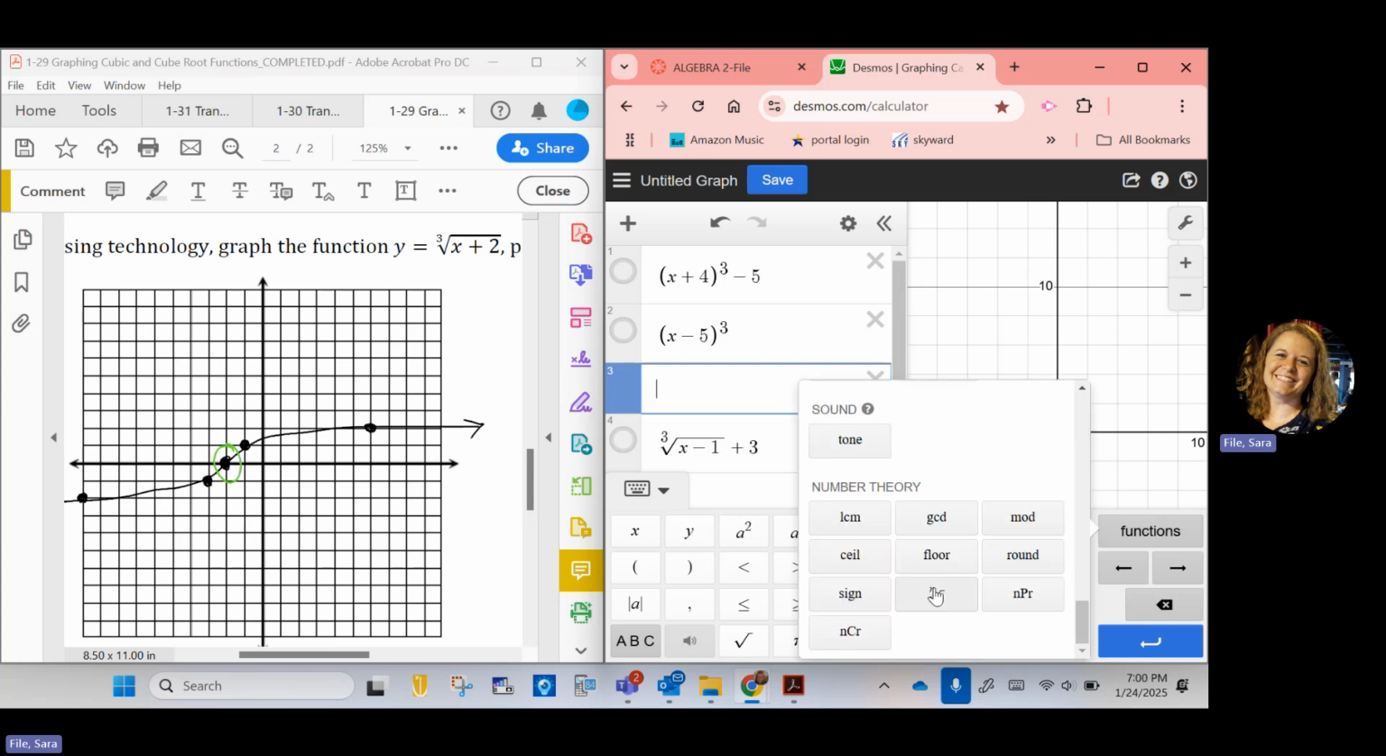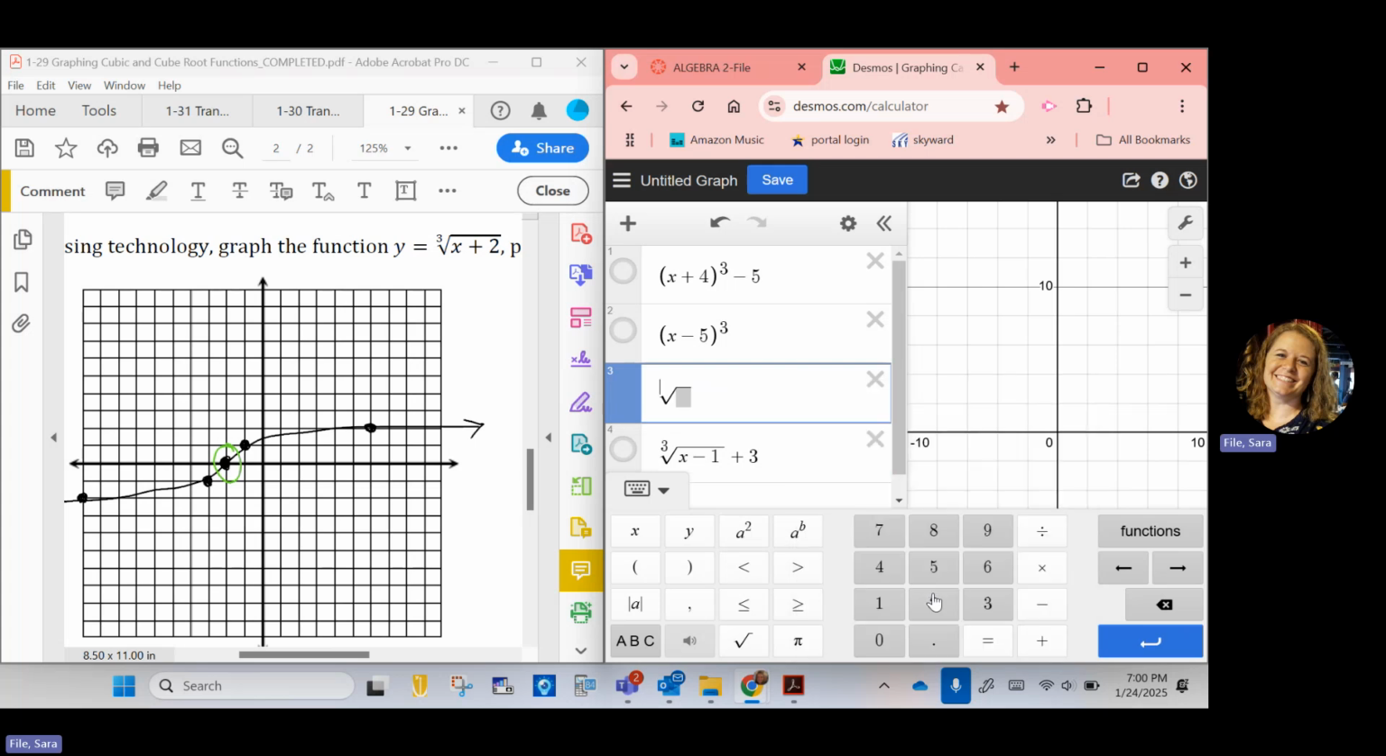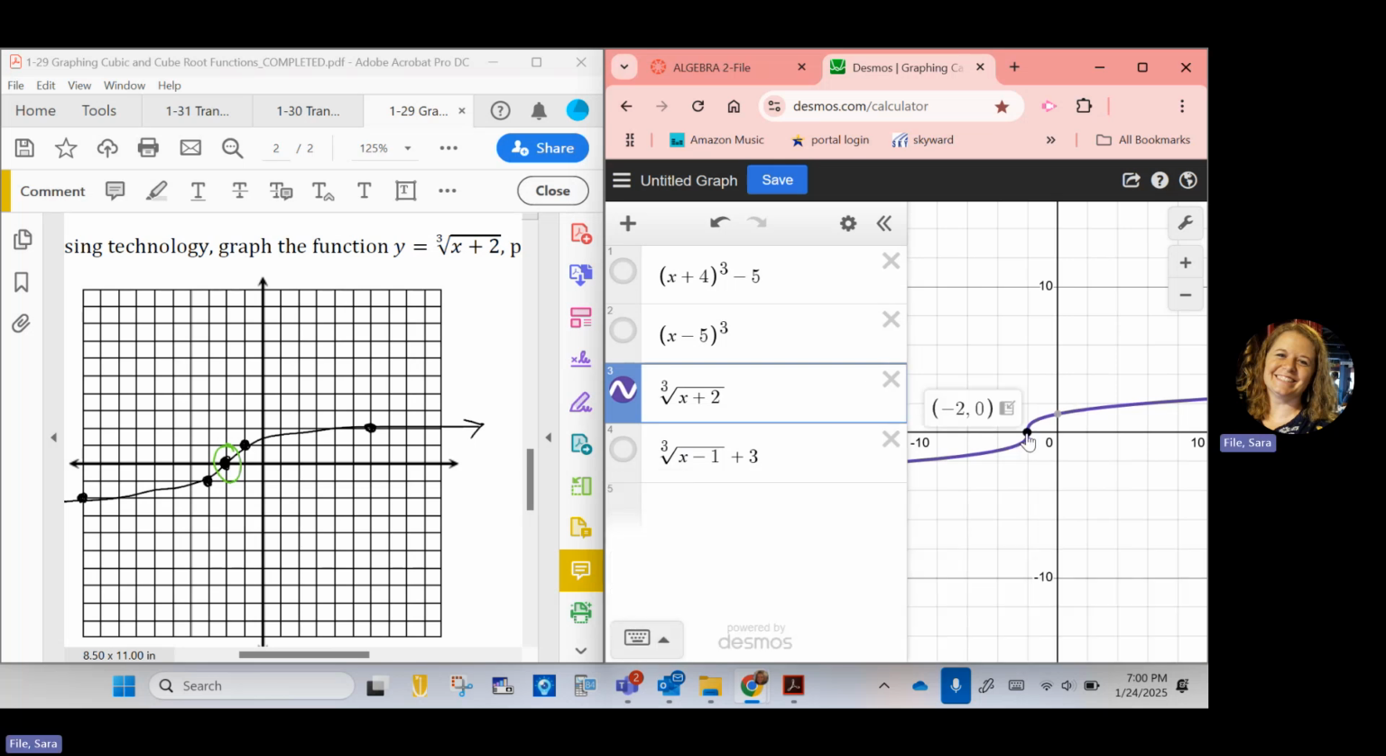All the way at the bottom, there's the nth root. The n is in the index spot, and that will let you type whatever index you want. So I want the cube root and then x plus 2. So that's how you get your cube root. It's under functions all the way at the bottom. So once you type that, you can see again my point of inflection.